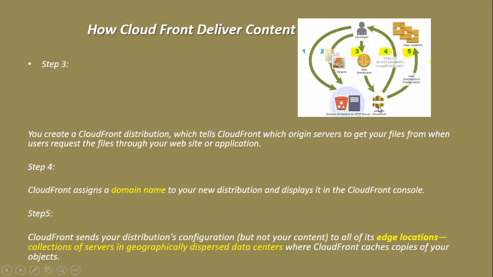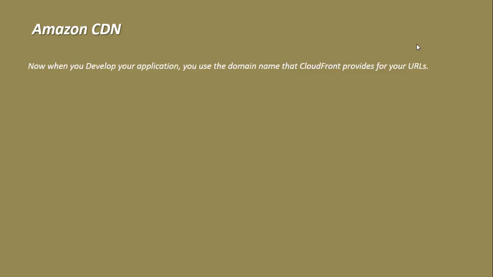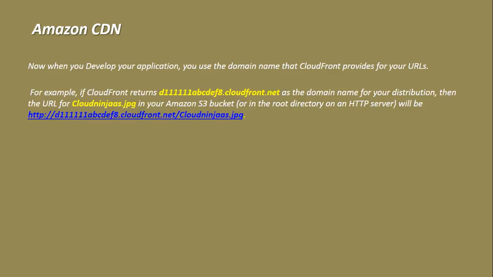And then in step 5, Amazon CloudFront distributes your configuration to the edge locations, so that it is available to the users. So when we deploy the application, that domain name will be used. For example, CloudFront delivers us d1111abcde.cloudfront.net. When we do the practical, you'll see that Amazon CloudFront returns these kinds of domain names for your distribution.